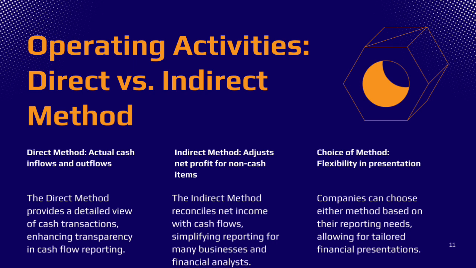The indirect method is more common. It starts with net profit from the income statement, and then makes adjustments for non-cash items, like depreciation and amortization, and changes in working capital, like increases in accounts receivable or inventory. This method reconciles accrual profit back to cash flow.